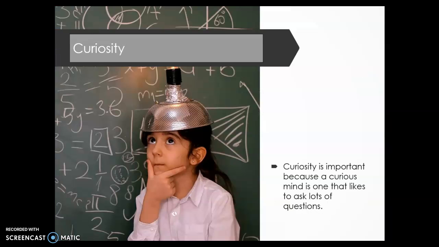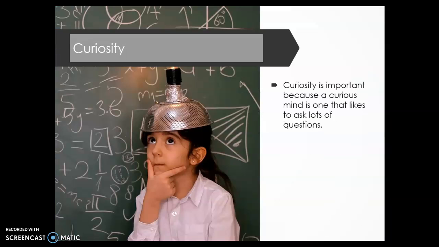You probably already know what curiosity is. It's important to be curious because a curious mind is one that likes to ask lots of questions. In fact, this is pretty much what scientists do. They ask questions, and then they try to go find the answers to those questions.